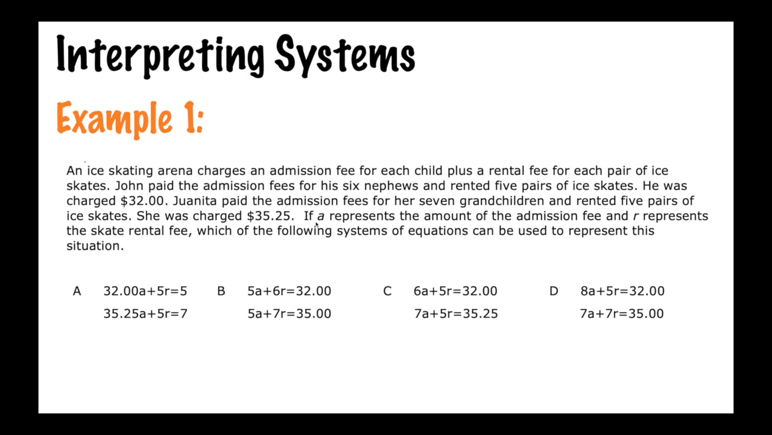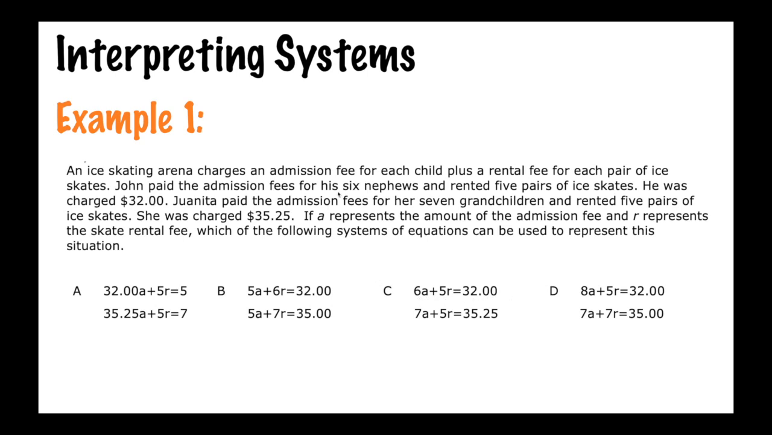So we have one equation that's going to have a 6 with an A, and then it says that he had to rent 5 pairs of skates, and that's going to go with the R. So right now I'm looking for 6A plus 5R. And I see that in C right now. I don't really see that anywhere else. So right now I'm already thinking that C is the correct answer, but we're going to continue to look at that. And then it says that he paid $32. So it's good that 32 is in line with this equation.